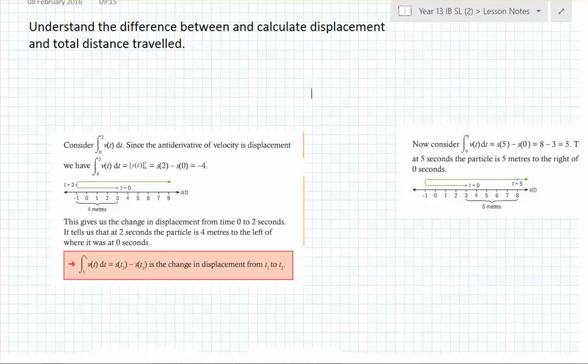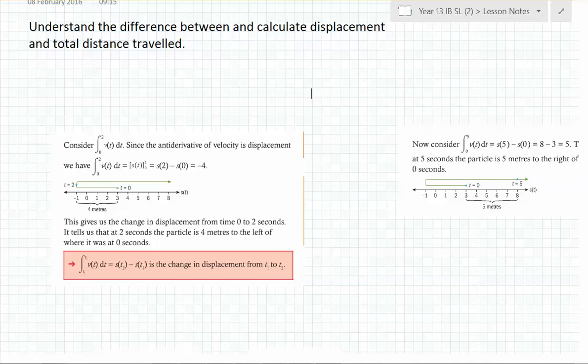Obviously with differentiation, you go from displacement to speed to acceleration. Therefore, integration will take you from acceleration to speed to displacement. But what we've got to talk about very quickly is this example. I think it takes a little bit of getting your head around, but it's not too bad: the difference between displacement and the total distance travelled. So we are looking at a particle that's moving.